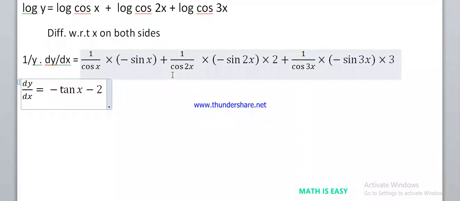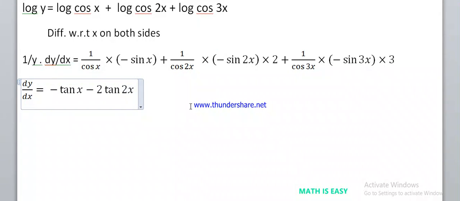Now sin 2x upon cos 2x. Sin 2x upon cos 2x is tan 2x. Okay. Minus this 3 will multiply, minus into 3 is minus 3 into plus. It is going to be minus 3. Finally you get tan 3x. Now what happens here is, this 1 upon y is there, that 1 upon y will come this side as a multiplication with all the terms.